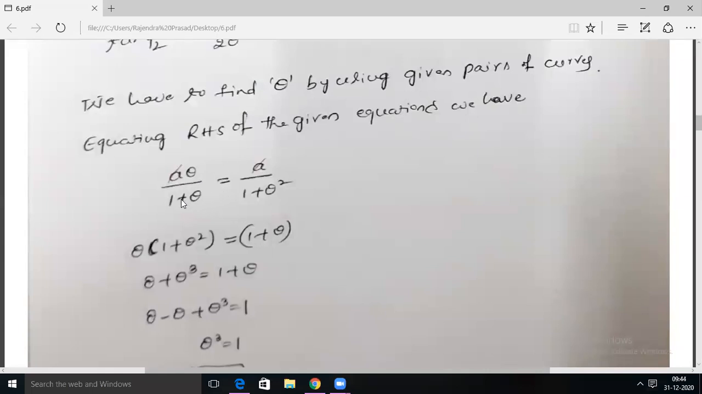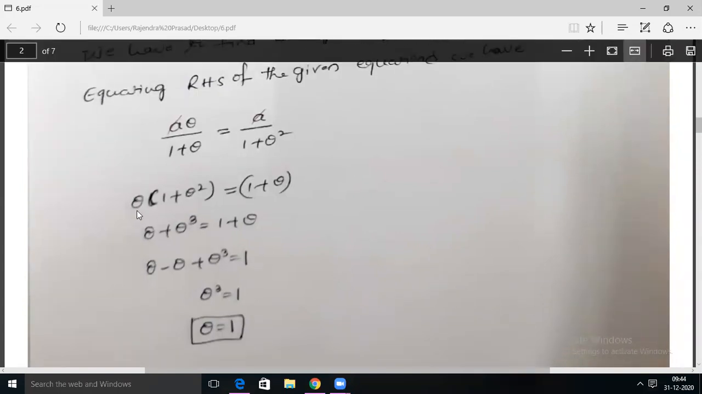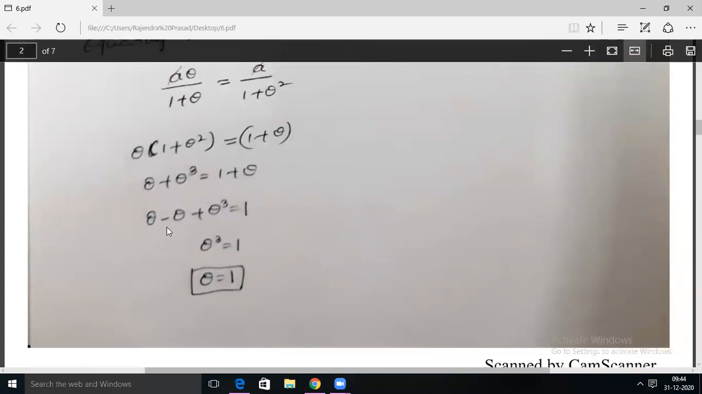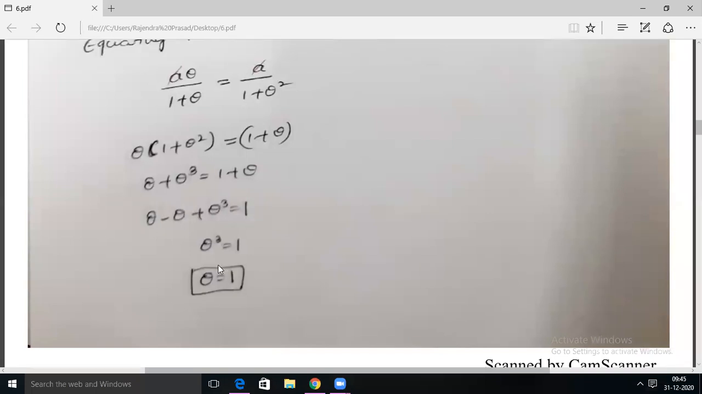So remaining here, 1 plus theta into 1 is 1 plus theta. Theta into 1 is theta, theta into theta square is theta cube. The RHS part is 1 plus theta. This theta comes to the left-hand side and becomes minus theta, so theta cube is equal to 1 plus theta minus theta. The theta minus theta gets cancelled. So theta cube is equal to 1. We want theta, so theta is equal to the cube root of 1. Obviously theta is equal to 1.